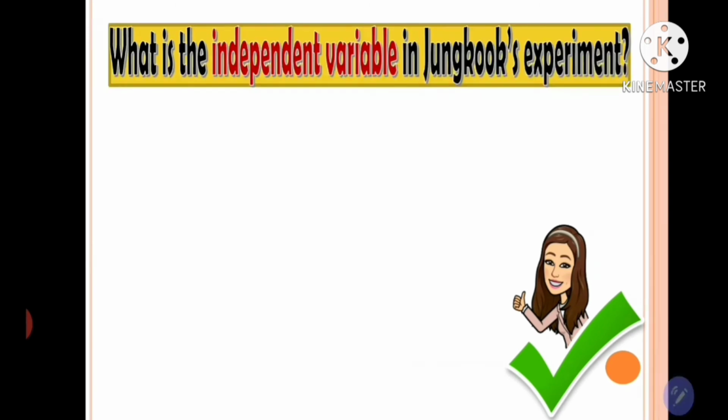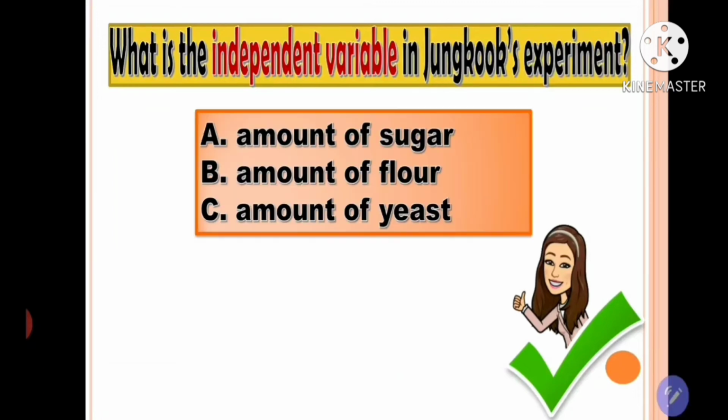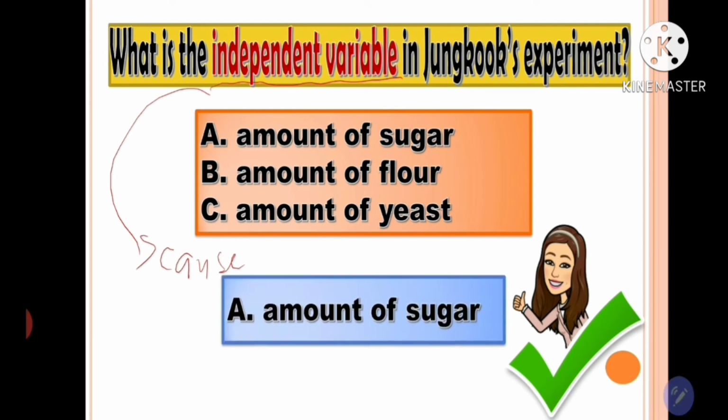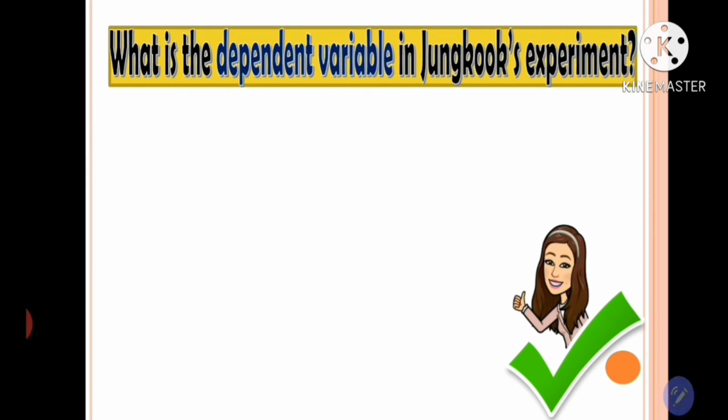Next one. Okay, what is the independent variable in Jungkook's experiment? Okay, what is the answer? Again, when you say independent variable, this is the cause. Dahilan. So what is your answer? It is the... Wow! Okay, the answer is letter A. Okay, terrific. Okay, you're on the right track. You're listening. Okay, next. What is our dependent variable?